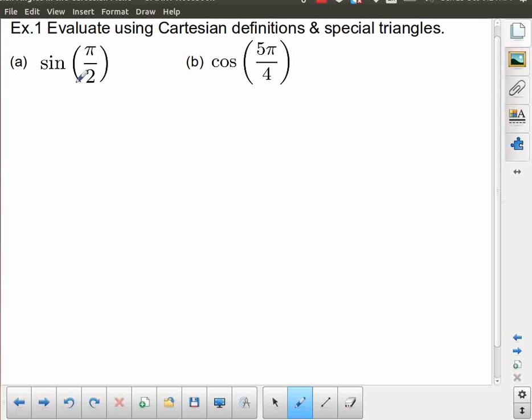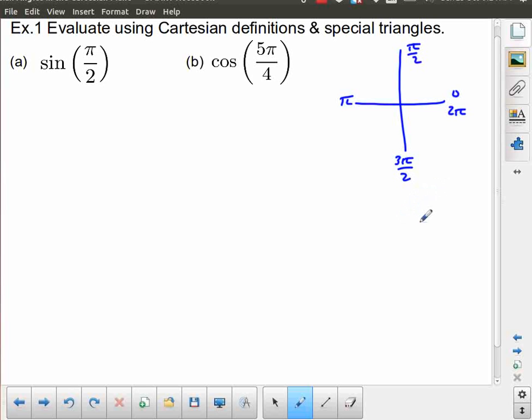So this says to evaluate using Cartesian definitions and special triangles. So Cartesian definitions, that means the x, y, and r definitions, but it also means, and I'm just going to remind you over here, this could be 0 or 2 pi. That's pi by 2. That's pi. That's 3 pi by 2. So you need to get used to those angles. That used to be your 0, 90 degrees, 180 degrees, 270 degrees.